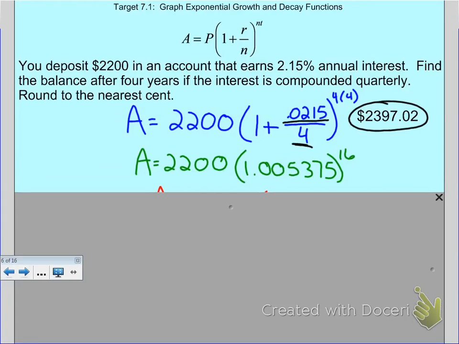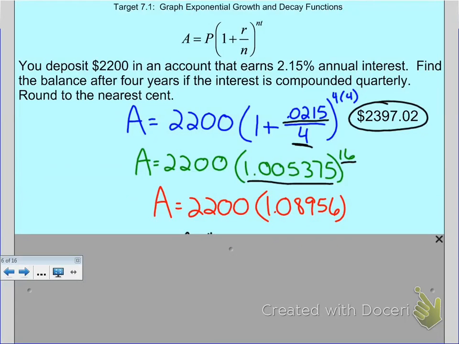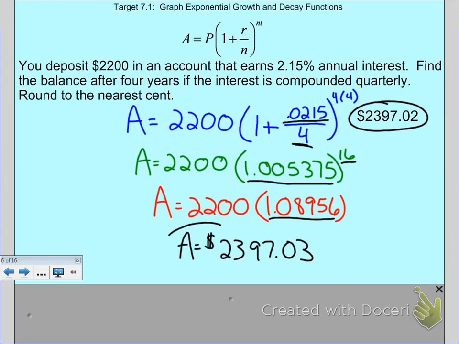We do the inside of the parentheses first, and we end up with 1.005375. And then that's now to the 16th power. That is our next step. We take that to the 16th power. And we get 1.089566. And then we take that times the 2,200. And this time I came up with $2,397.03. I was just 1 penny off from what I was before. Again, as long as you're relatively close to it, you're good to go.